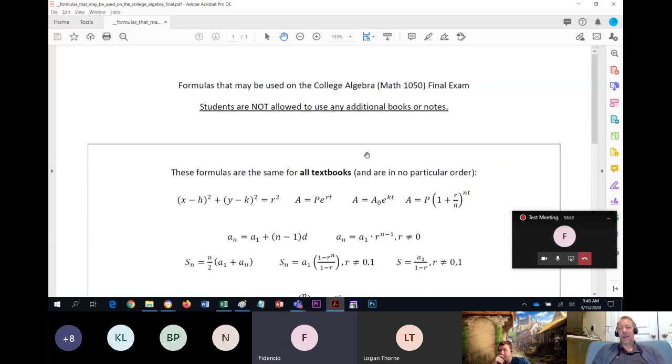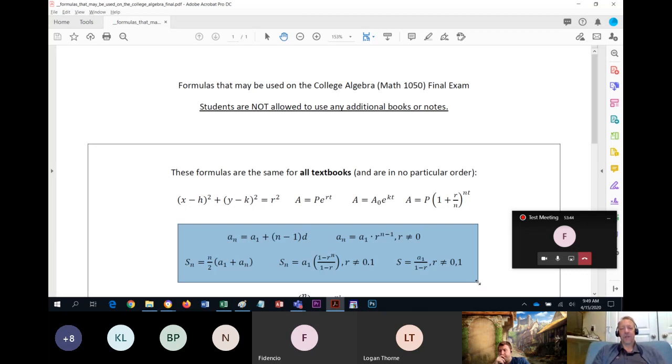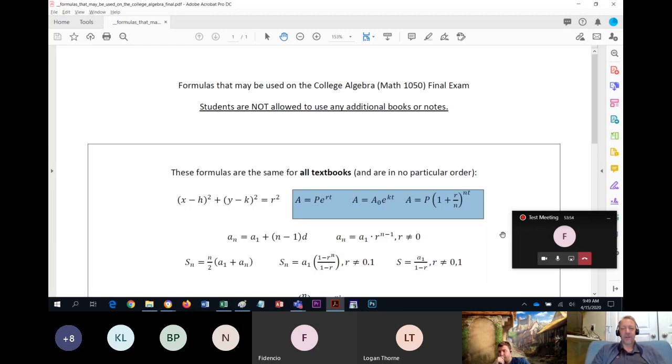So yeah, I need to update. I got an email, but I haven't looked at it closely. But yeah, plan on these being on both this test and the final. The rest of the formulas I can't remember. I plan on these two sets of formulas for the final. I'll probably give those to you on the final, but maybe not the middle one. Yeah, I probably won't give you the middle one because it's the same thing as Pe^(rt).